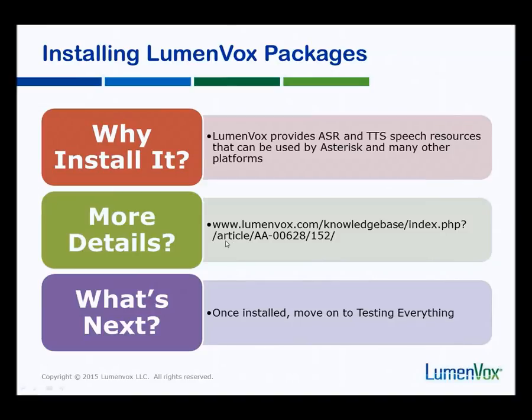Some of the details that we'll be going through today are contained in this knowledge base article that we have online, and that's pretty much where we're going to be starting. So we'll take a look at this knowledge base article in a moment. Once we've done all of this LumenVox installation, the next step will be to move on and do some testing of everything to make sure that Asterisk, UniMRCP, and LumenVox are all working happily together. And I'll try and go through some tips and tricks in that next episode that you might find useful.